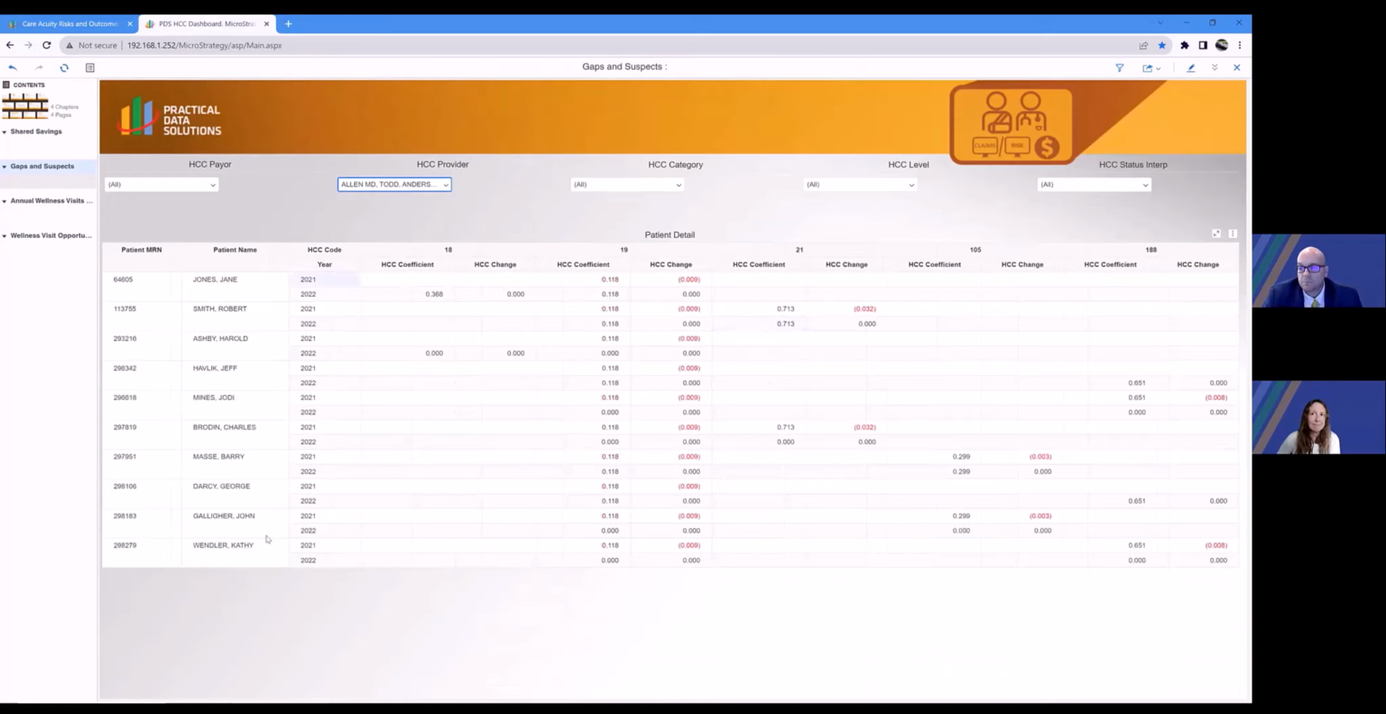and what they have been treated for, for those specific conditions over time, and quickly see if they haven't been treated for them this year. And then we can also see if the coefficients for those particular conditions are changing over time as well.